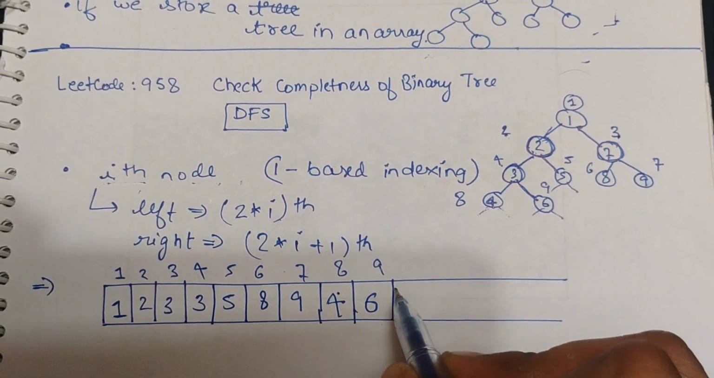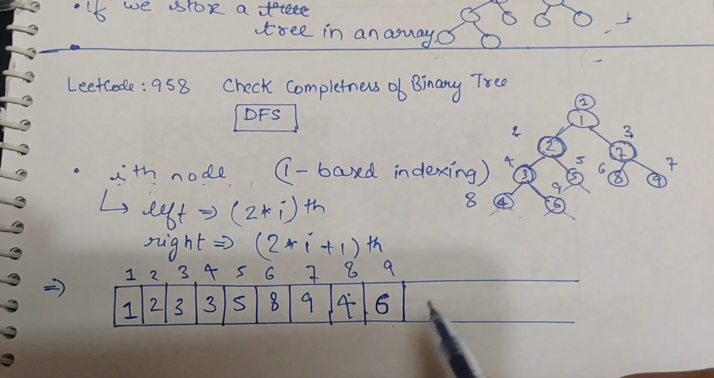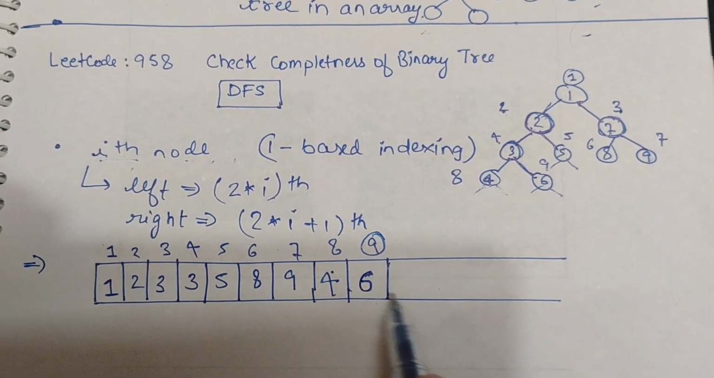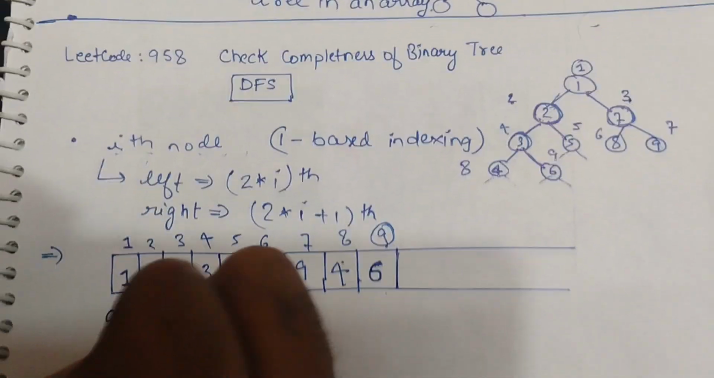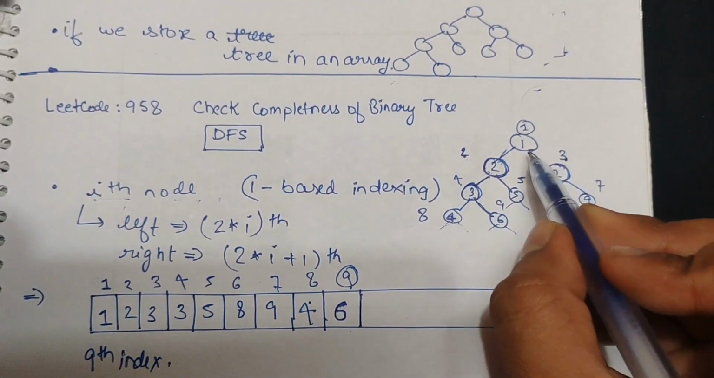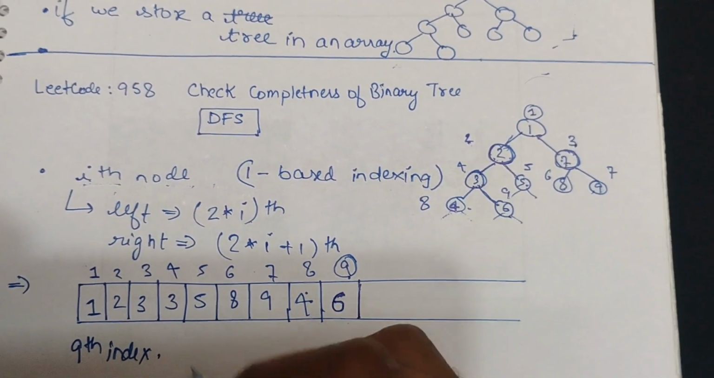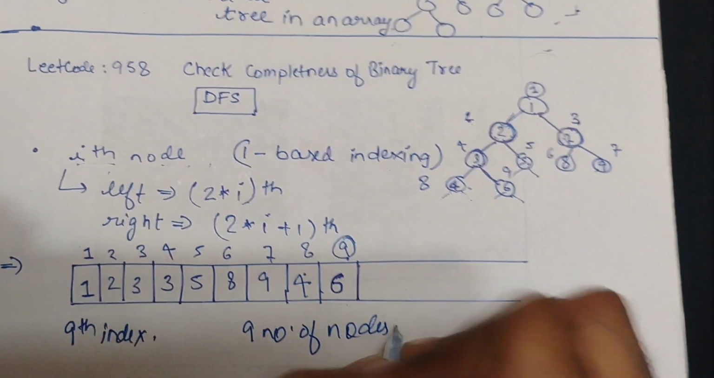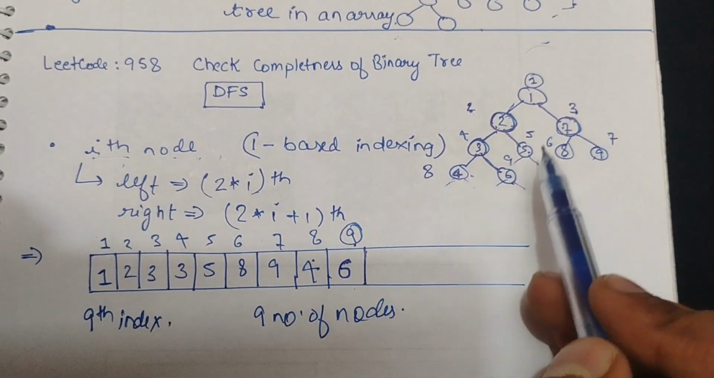Now I'll ask: what is the last index at which a node is stored? It is the 9th index. The last node is stored at the 9th index. Now I'll count the number of nodes in the tree. It is 1 2 3 4 5 6 7 8 9, so there are 9 nodes. So you can see that it is a complete tree. Yes, I can see it is a complete tree.